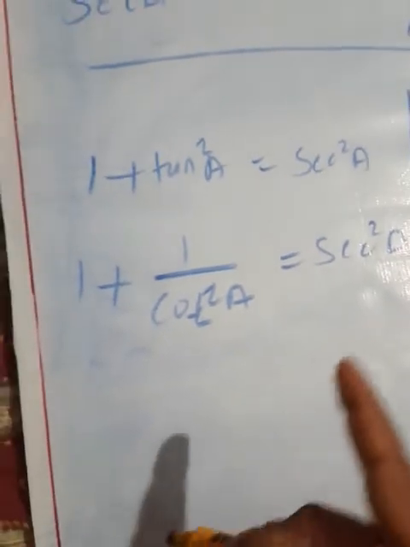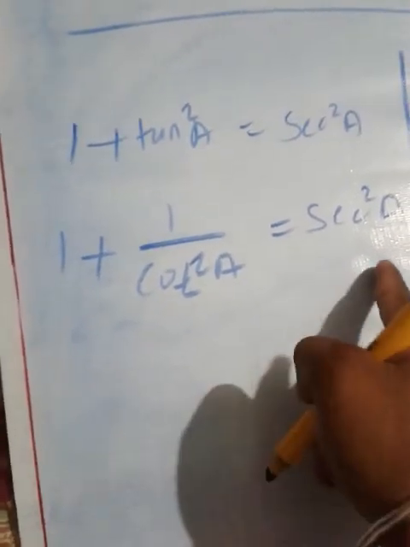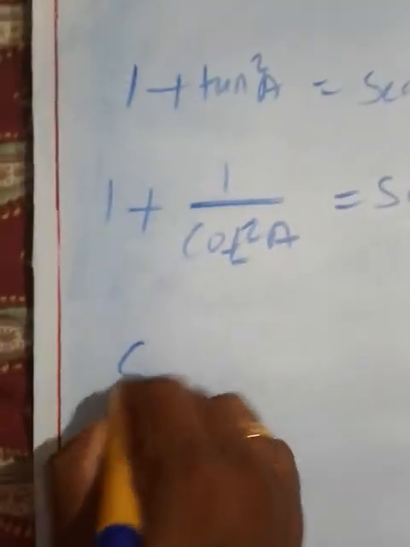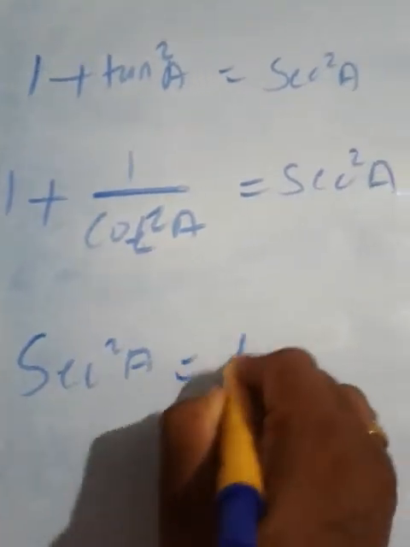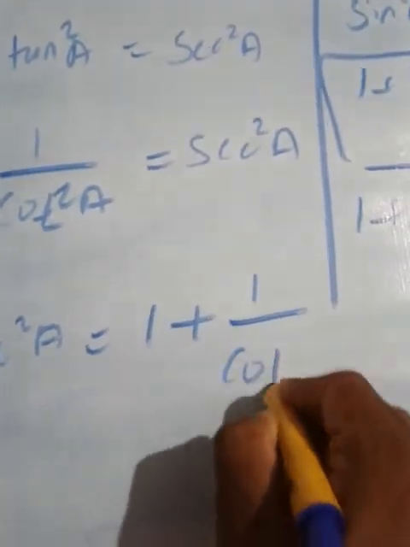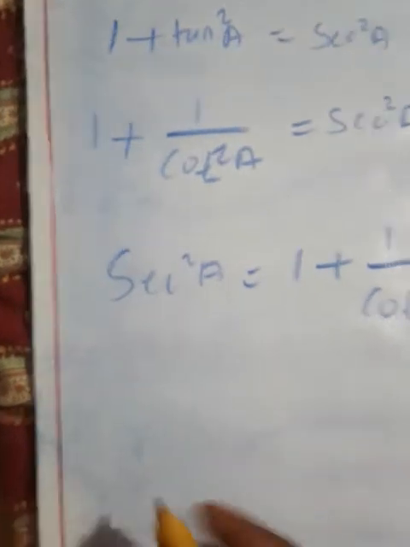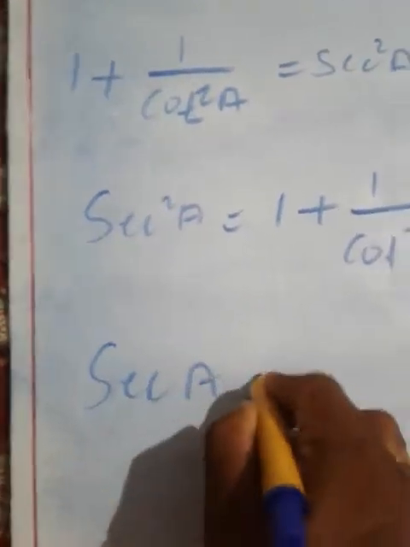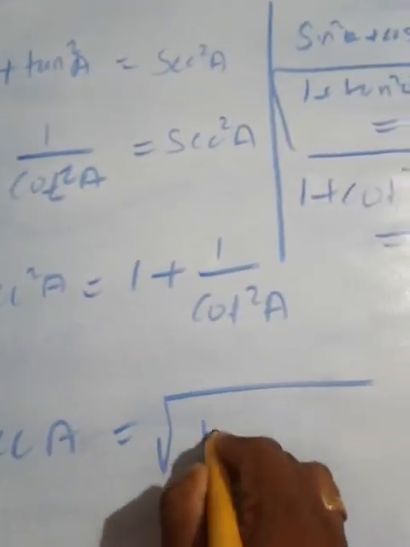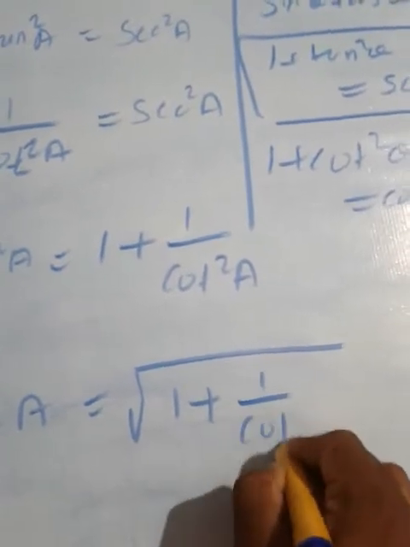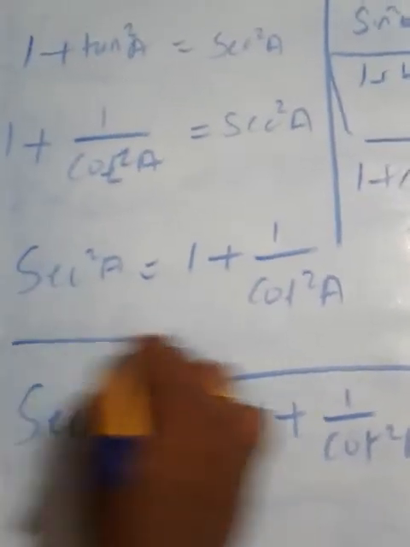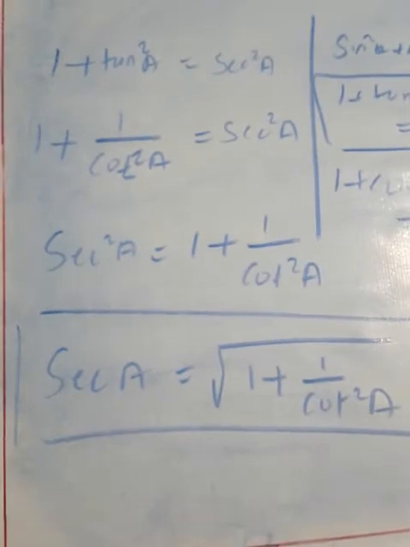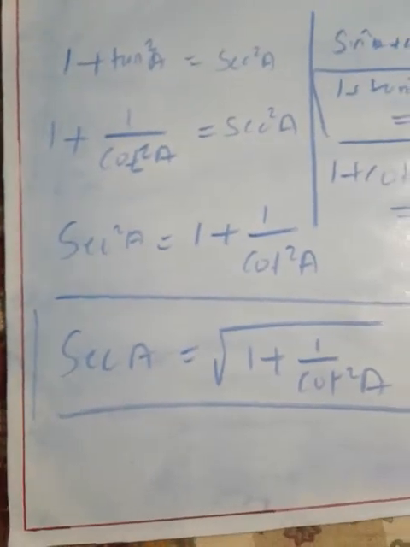Are you following me? We need sec in terms of cot A. So I write sec square A on the left side: sec square A is equal to 1 plus 1 by cot square A. We need sec A, so take the square root. Sec A is equal to square root of 1 plus 1 by cot square A. So this is the expression for sec A in terms of cot A. You may have understood.